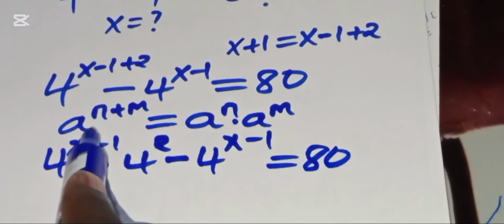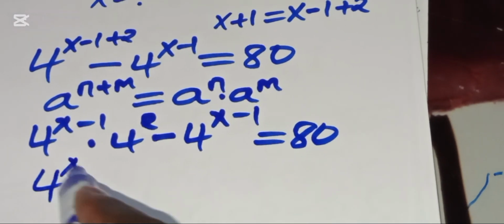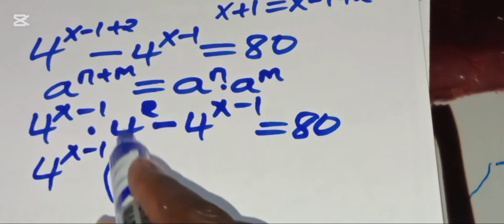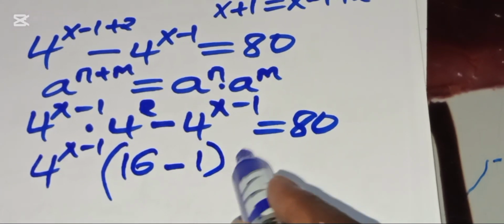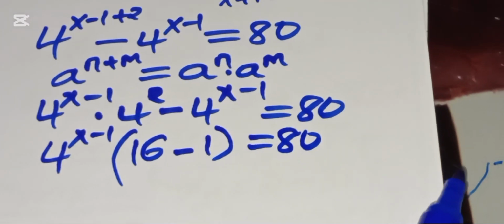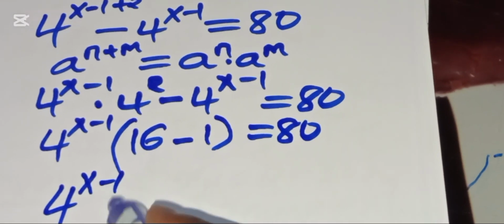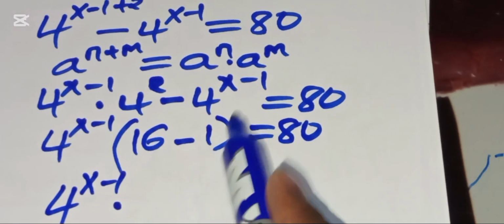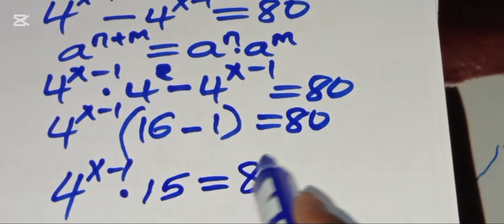4 raised to the power x minus 1 here is common, so we factor out 4 raised to the power x minus 1. So this is 4 squared, which is 16, subtract 1. This is equal to 80. Now we have 4 raised to the power x minus 1 multiplied by 16 minus 1, which is equal to 15. This is equal to 80.